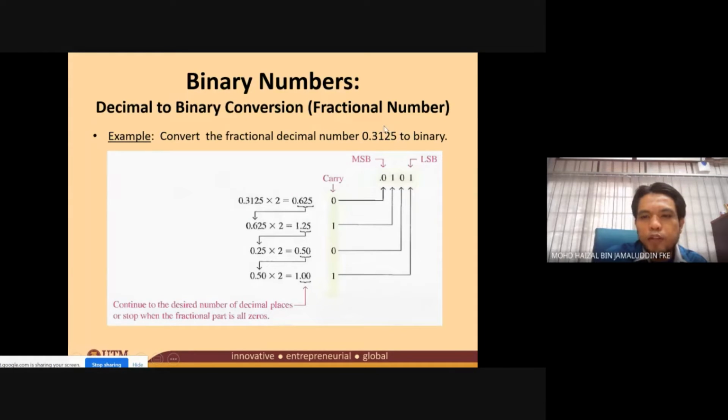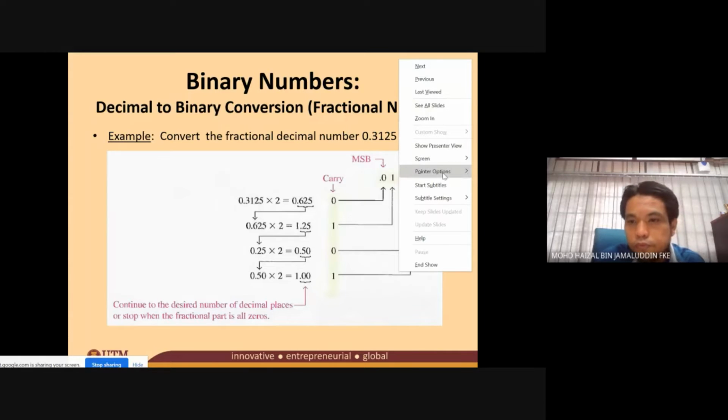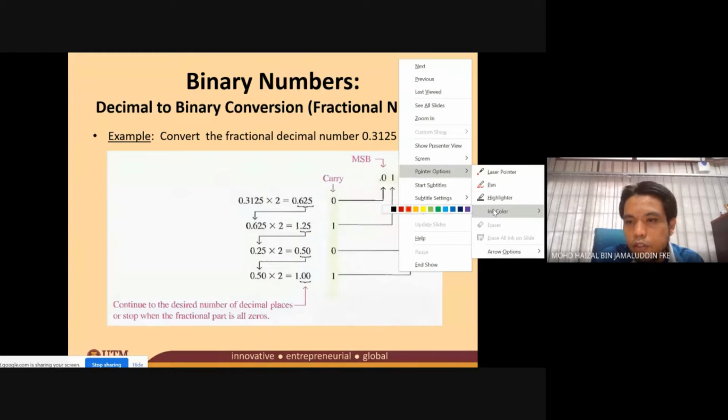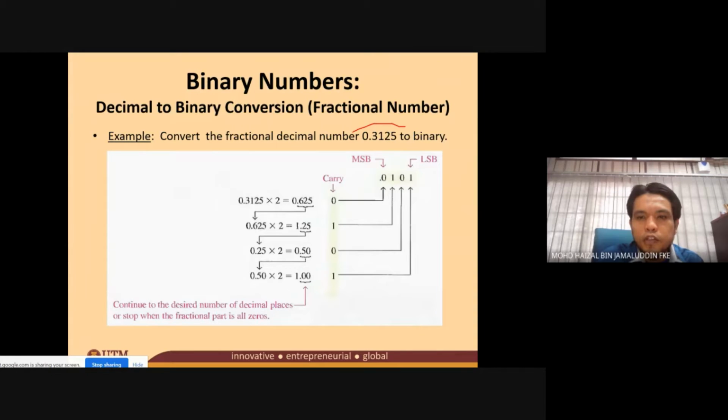So you have the 0.3125. Mana dia? Bunyi. Highlighter, laser pointer, pen. Okay. So you have the 0.3125 here. So you multiply, you take this fractional value, you times by 2 and you will get 0.625. Okay. So you take this value as the carry here. So the first carry is 0.